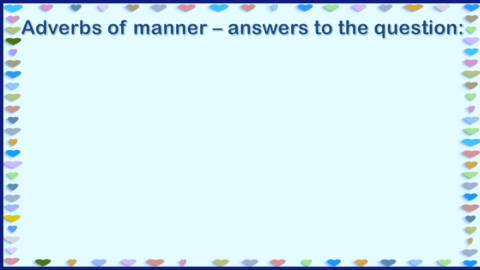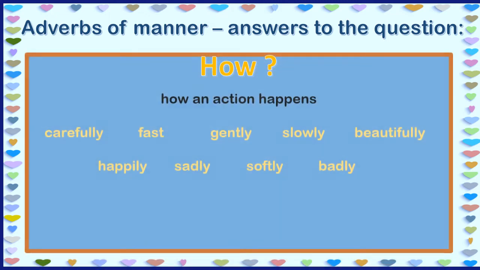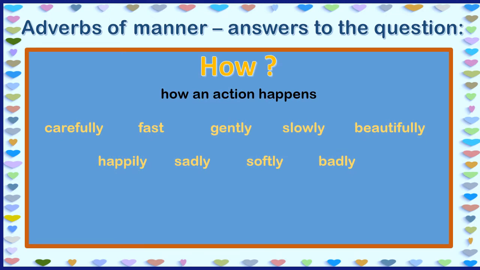The next adverb is the adverb of manner. It answers the question of how. How an action happens. And there you see the words that we could possibly use: carefully, fast, gently, slowly, beautifully, happily, sadly, softly, badly. You will notice that many of the how words have an ly added to them. It tells you how something is done.